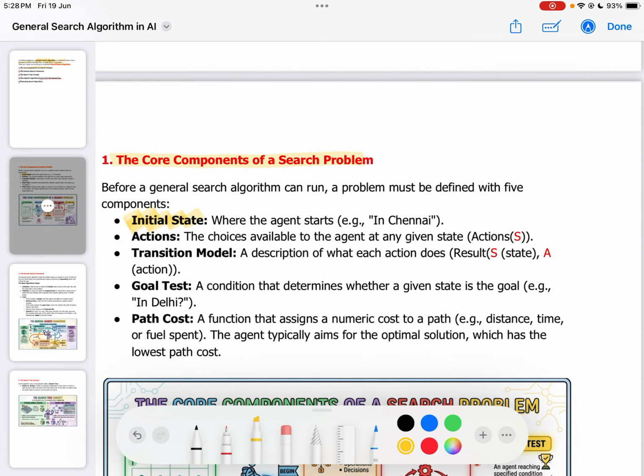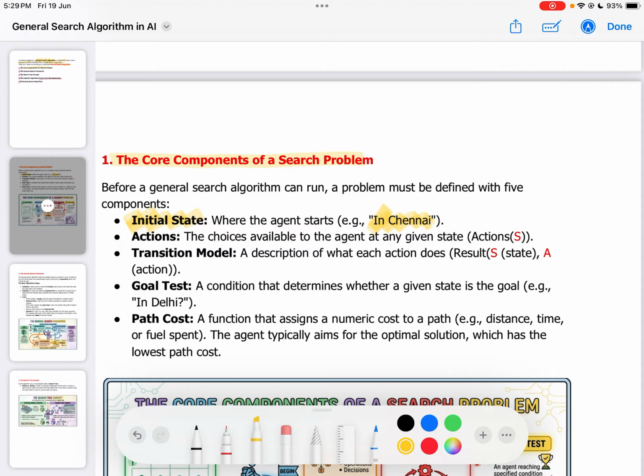First is the initial state. Supposing we are using Google Maps, the location will be in Chennai. I am starting from Chennai and I want to reach Delhi. So the initial state is Chennai. Don't confuse it with Tamil Nadu or Delhi state. State is the current status, where our current place is.